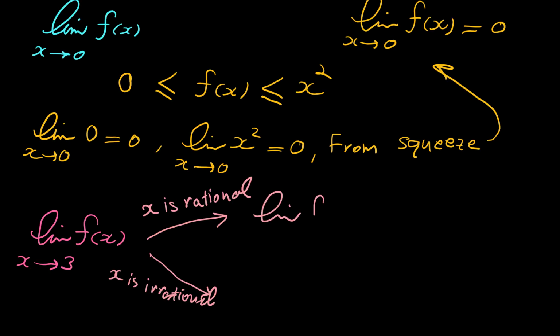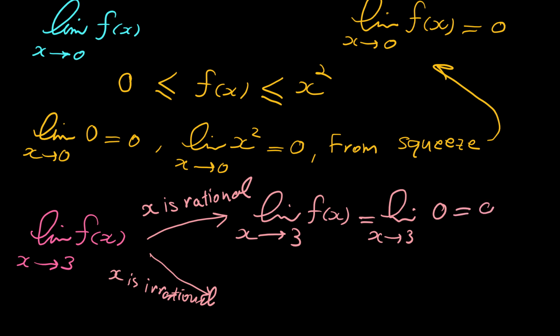We want to find the limit of f of x while we consider, please attention, in this case x a rational number as x approaches 3. Whenever x is rational, f of x is 0. So we want to find the limit of 0 when x approaches 3. Because the function is 0, its limit is also 0.